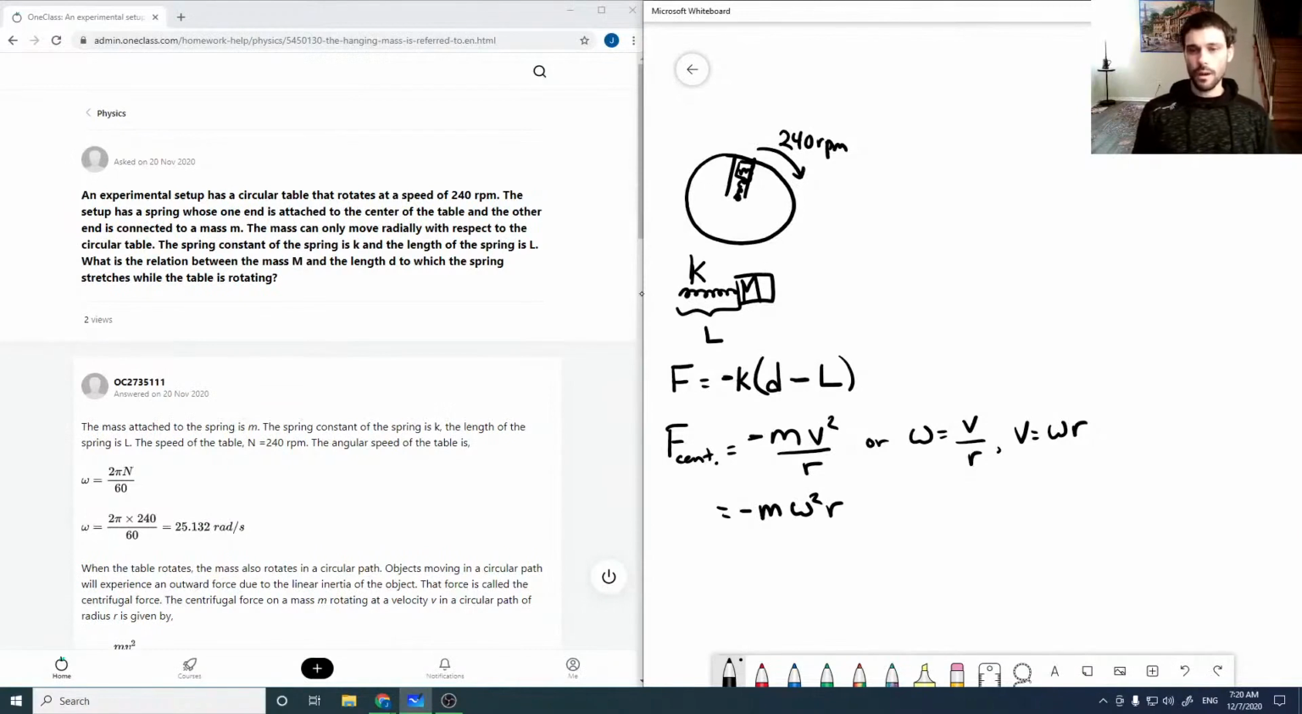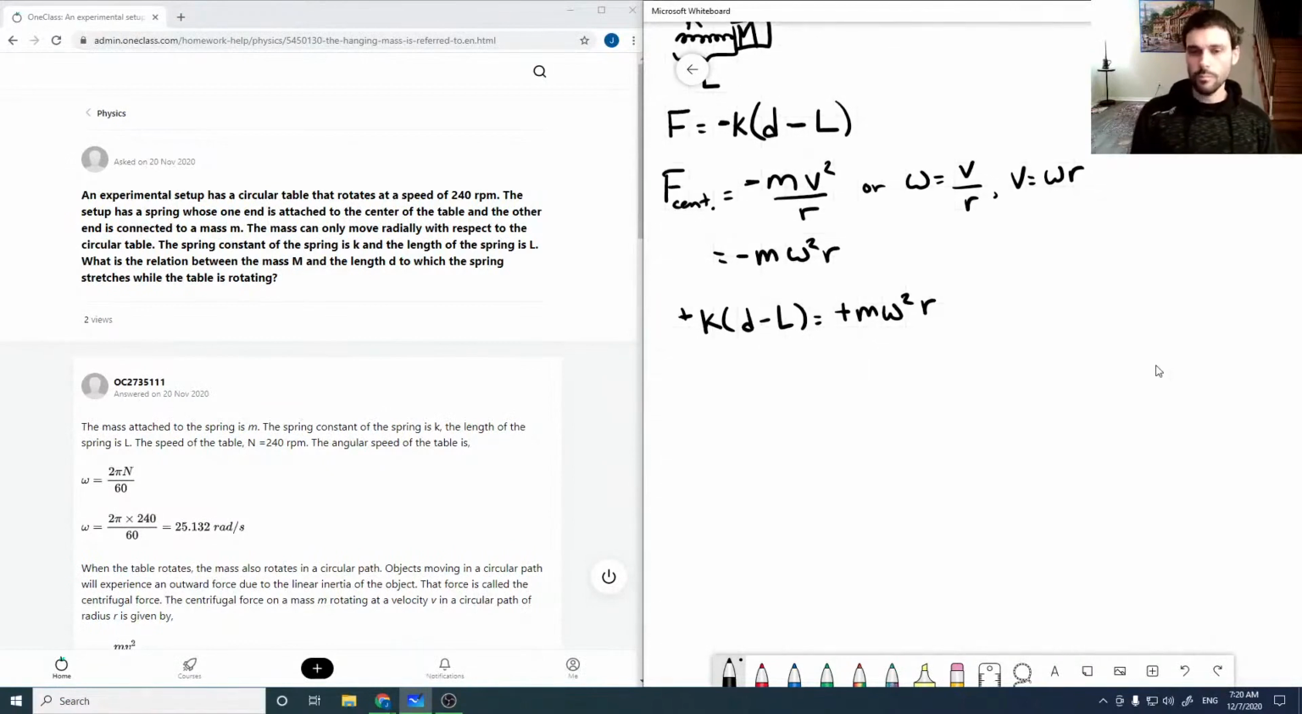So our restoring force here, which is our spring force, must be equal to our centripetal force, or minus K d minus L is equal to minus m omega squared r. Canceling signs. Now the r here is the radius at which the mass is rotating, which we're given in the problem is just d. So we can put that in. K d minus L is equal to m omega squared d.